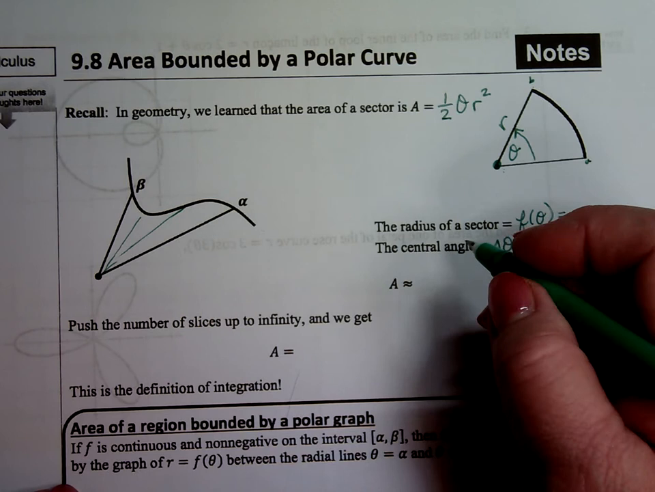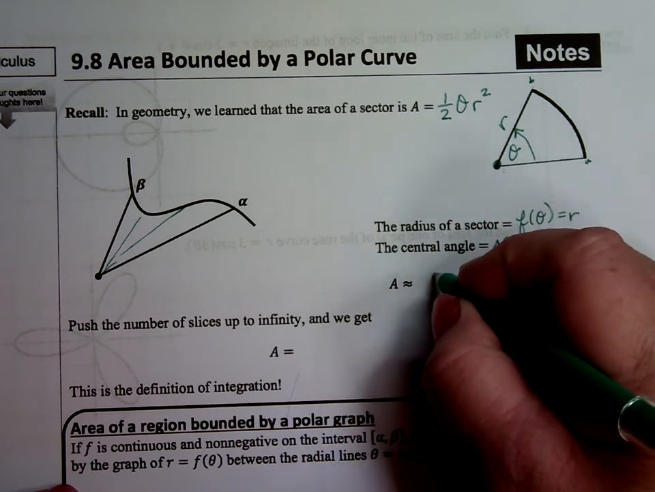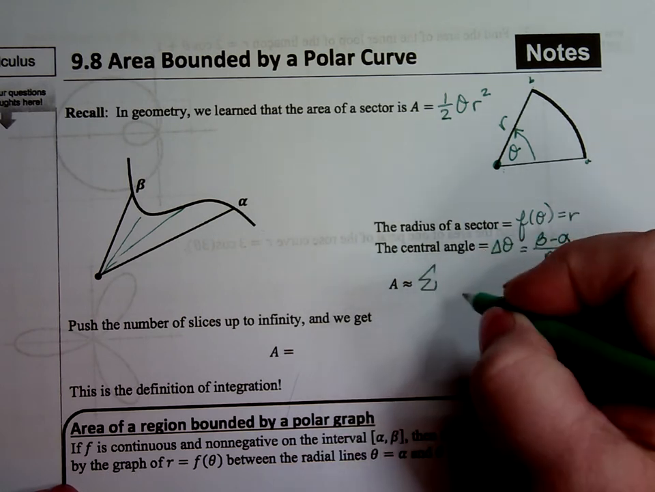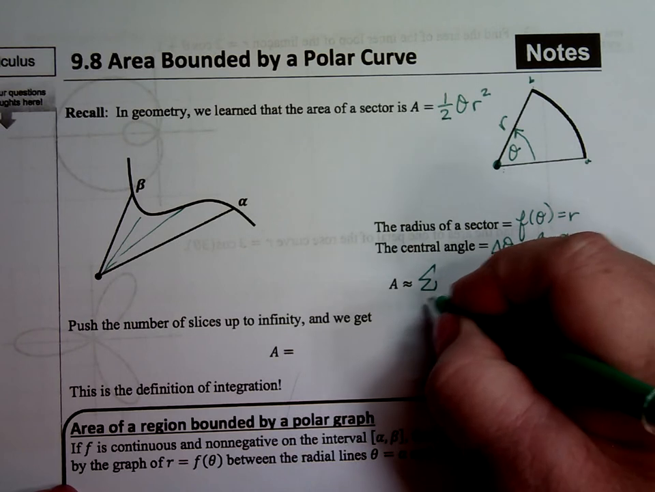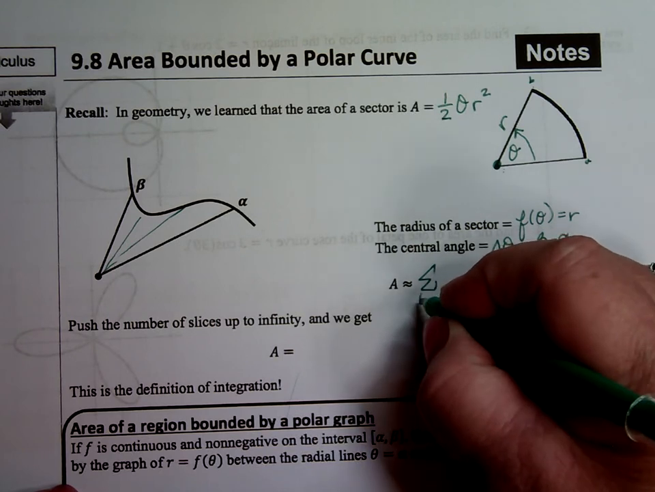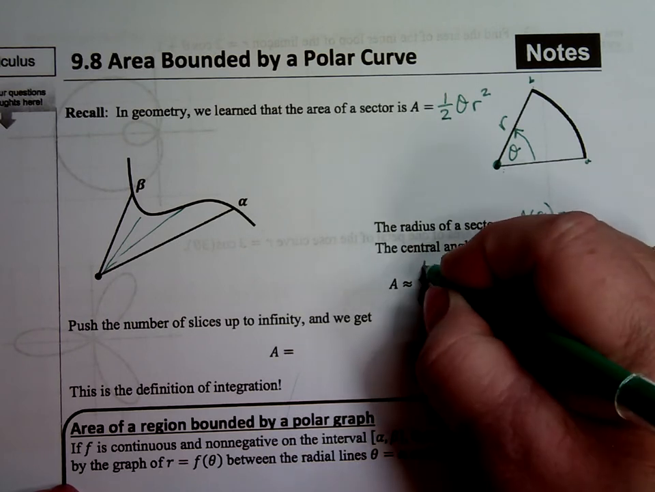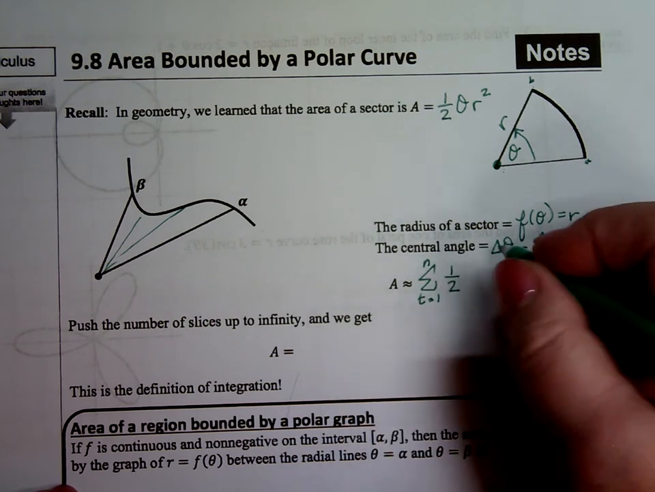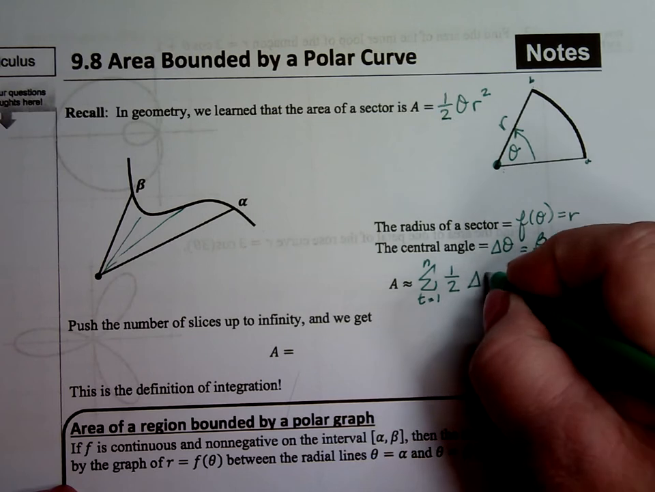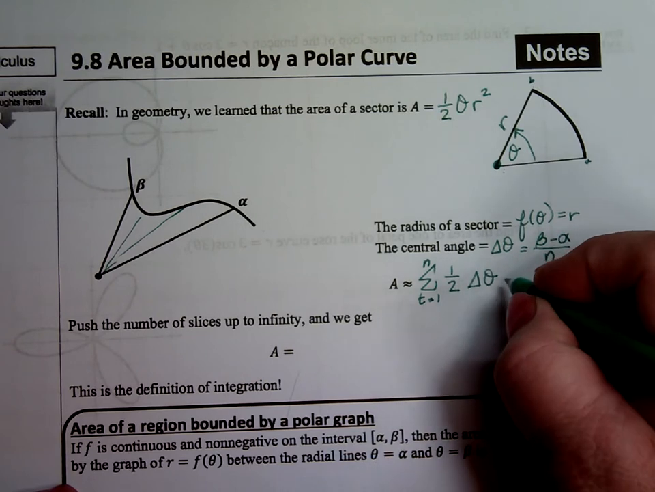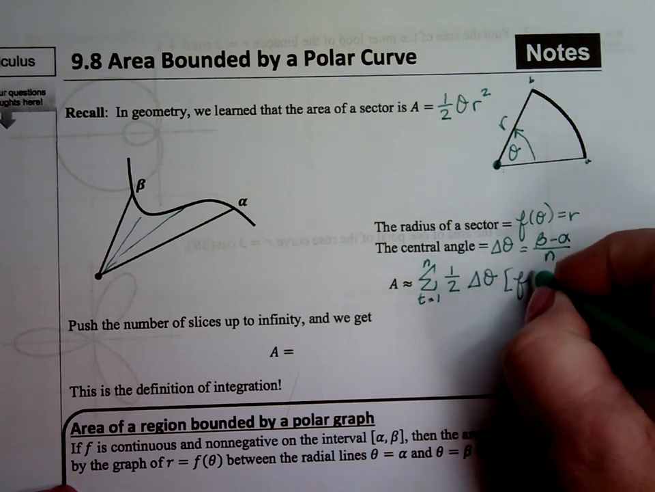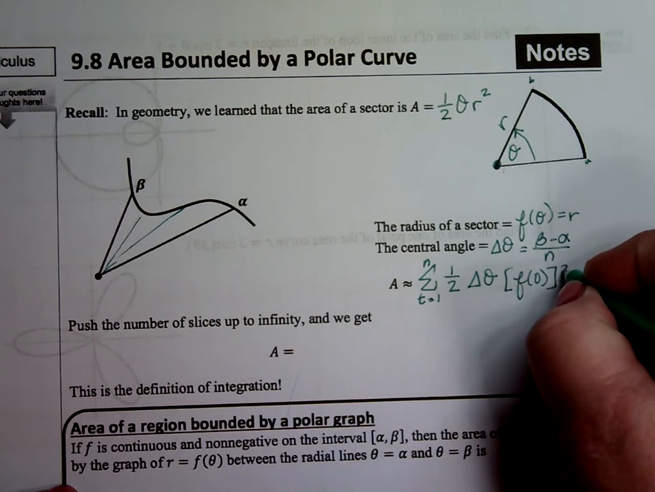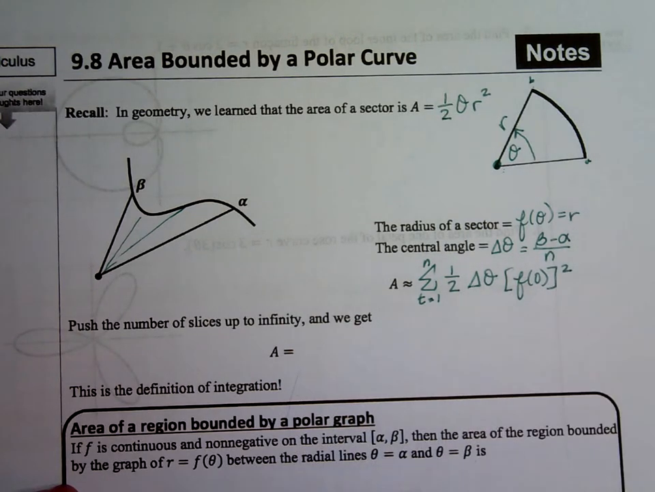So our area is going to be, and I'm going to bring in some fancy pants math talk here, and then I'll make it simple in a minute, the sum of t equals 1 to n, and I'll explain what this means in a minute, of 1/2 the change in theta times f of theta squared, and that's what you're looking at.